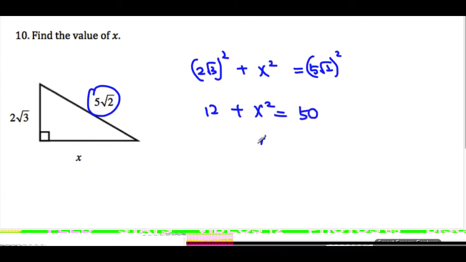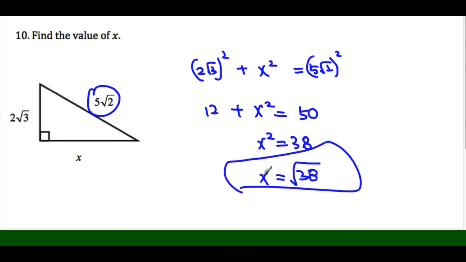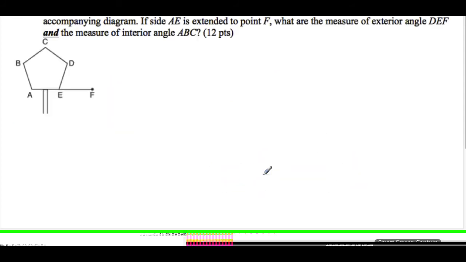So by subtracting 12, x squared would have been equal to 38. Then what is the value of x? Square root of 38. And that is it. Rather simple. Number 11. We have a regular pentagon.